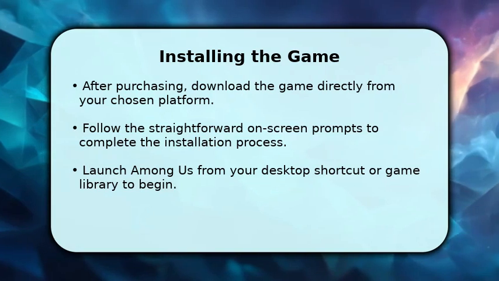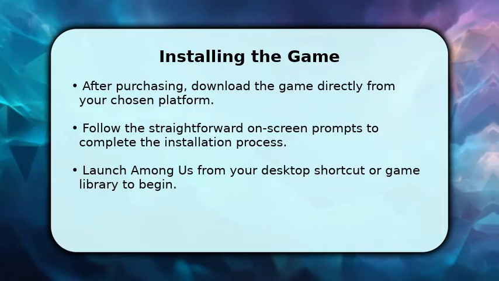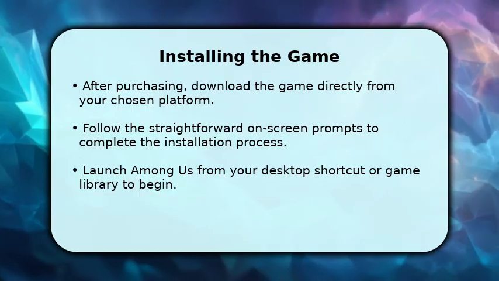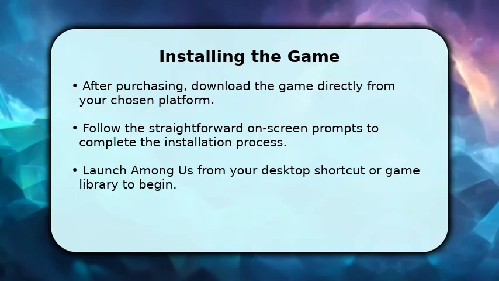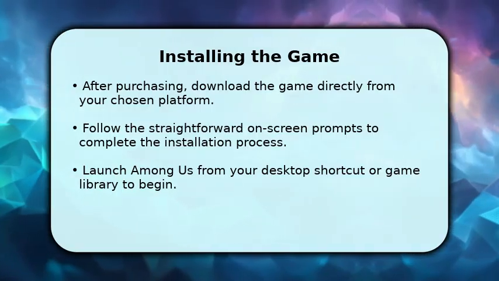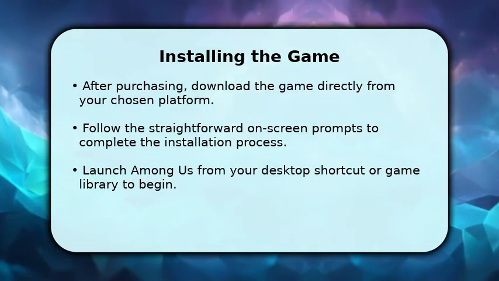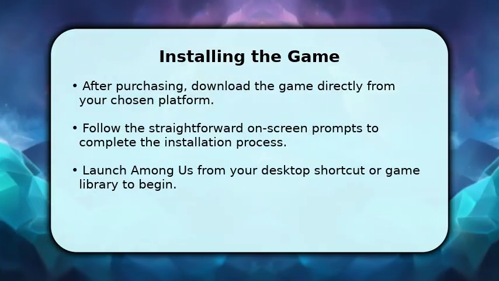Once you have purchased Among Us, the next step is to download and install it. Your chosen platform will guide you through this process, typically involving just a few clicks. The installation is usually quick, taking only a few minutes. After it is complete, you can easily launch the game from the new icon on your desktop or directly from your game library. You are now ready to set up your player profile.